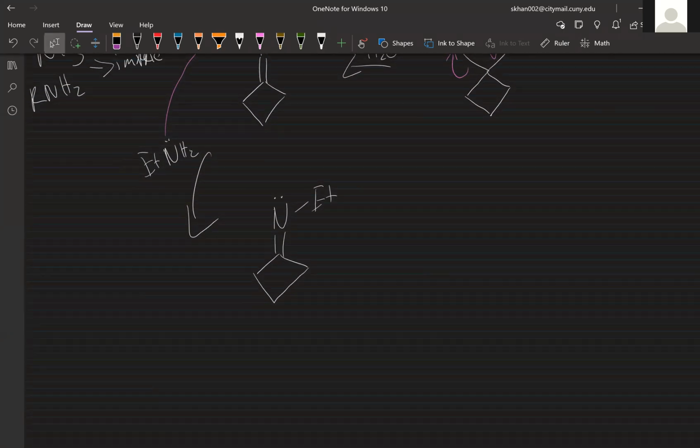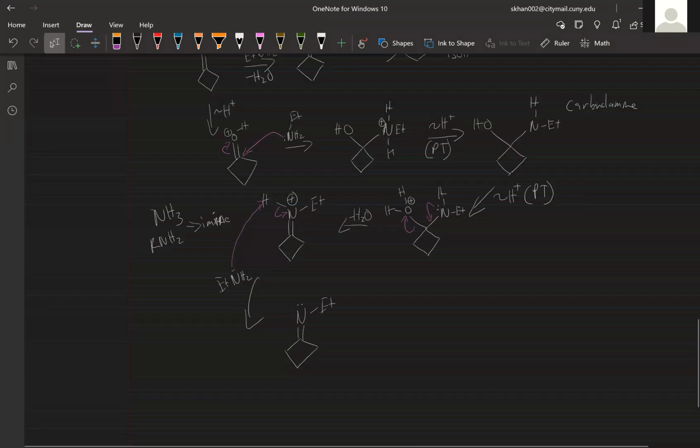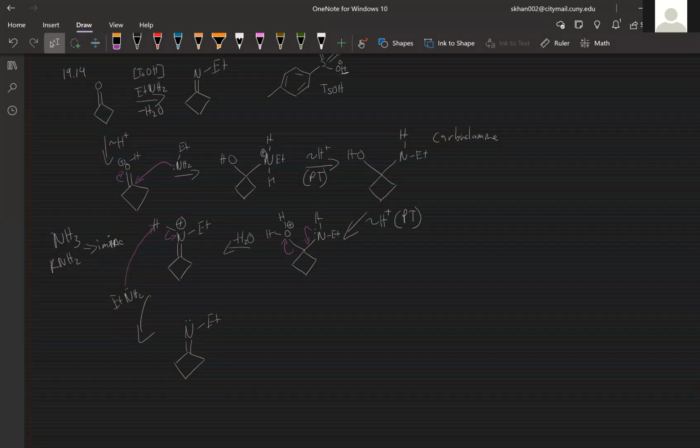Okay, let's do an example of an enamine. Wait, can you scroll up just a little bit? Yeah, sure. Here, I'll just zoom out for you. Let me go find the problem. Thanks.